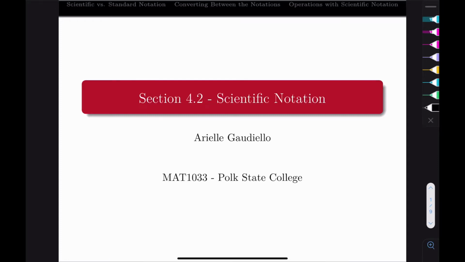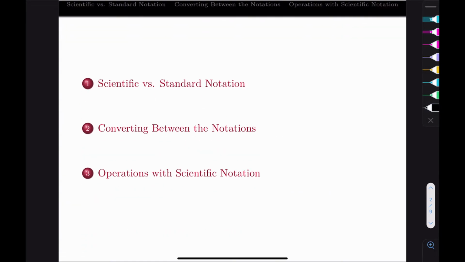In the next section, we're going to see applications of integers, and we're specifically going to talk about a form called scientific notation. So we're going to first make the distinction between what we normally write and what scientific notation is. Then we're going to talk about how to convert back and forth from one to the other. And then finally, how do we combine operations involving this? So how do I multiply numbers in scientific notation? How do we divide numbers? That kind of stuff.